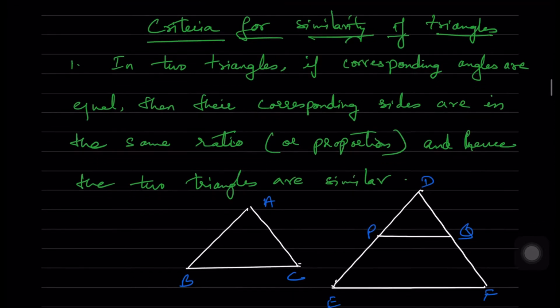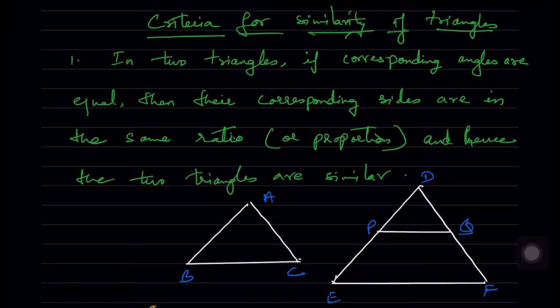Next, criteria for similarity of triangles. Now we know that in similarity of triangles, we are taking corresponding angles and also the corresponding sides are proportional. So now how do we prove this criteria for similarity of triangles? What is given and what we need to prove? We'll just see what are the three criteria we are having. In two triangles, if corresponding angles are equal, then their corresponding sides are in the same ratio or proportion, hence the two triangles are similar. So here we are taking angles are equal, then we are going to prove that the sides are proportional. In the second criteria, we'll take the sides are proportional, then we'll prove that angles are corresponding.